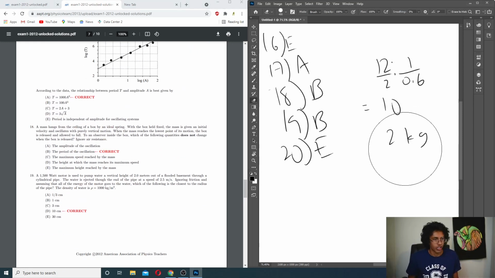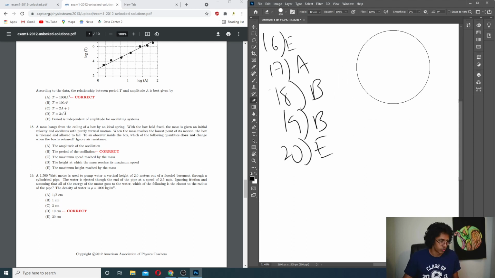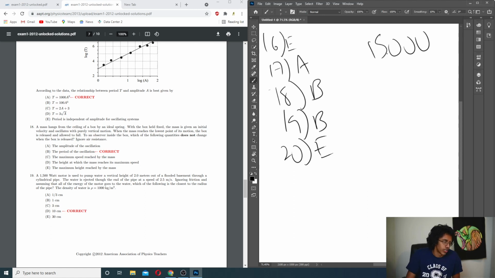So, we got a 1,500 watt motor, and then you got a vertical height of 2 meters. So 2 GH, times 10 times 2, right? That's how much energy each part of the water needs to go through, right? And then, do we also have to add in how much speed it has at the end? Yeah, you probably got to do that too, right?